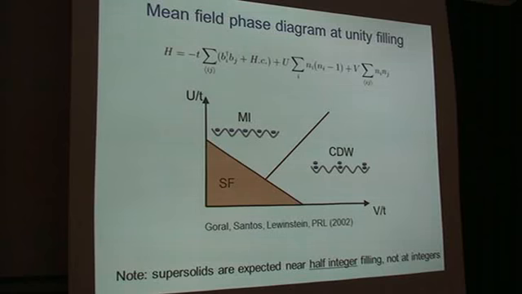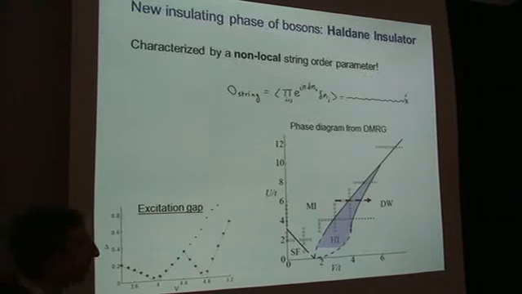But my question is whether this line that is drawn in mean field theory is actually correct. And the first thing one can do is try to solve this numerically with DMRG, because it's a 1-dimensional model.